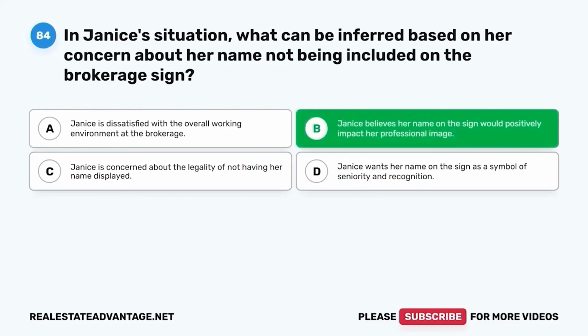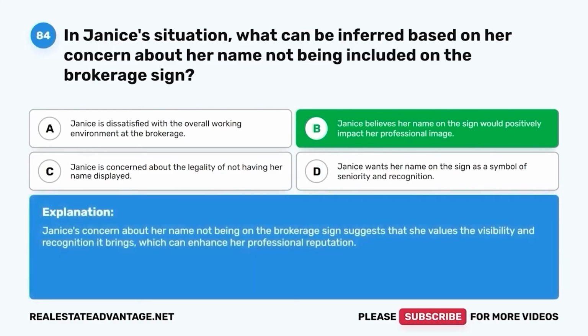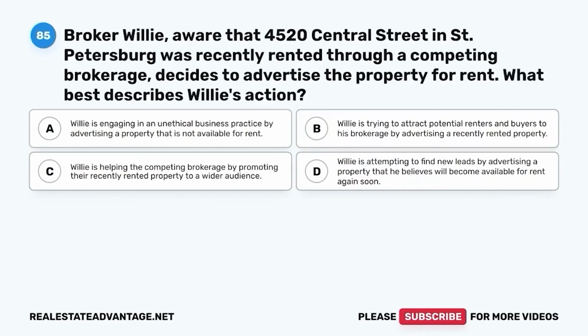The correct answer is B. Janice believes her name on the sign would positively impact her professional image. Janice's concern about her name not being on the brokerage sign suggests that she values the visibility and recognition it brings, which can enhance her professional reputation.